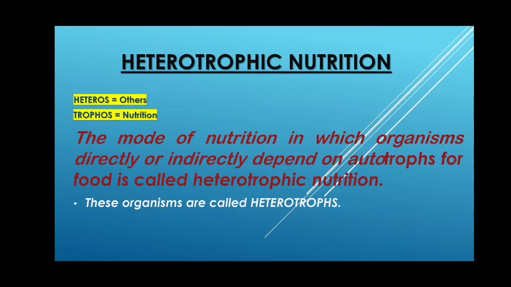Now, the organisms who follow the heterotrophic mode of nutrition are known as heterotrophs. And we know that animals and human beings are heterotrophs because we, that is, human beings as well as animals, depend directly or indirectly on plants for our food, for our nutrition. So I hope till now you are clear with the basic terminologies which we are going to discuss in the upcoming series of this chapter.